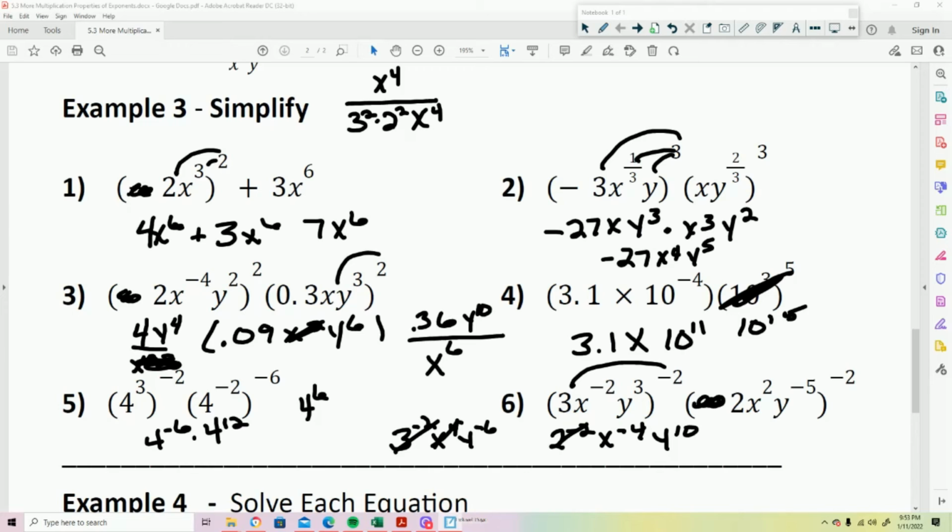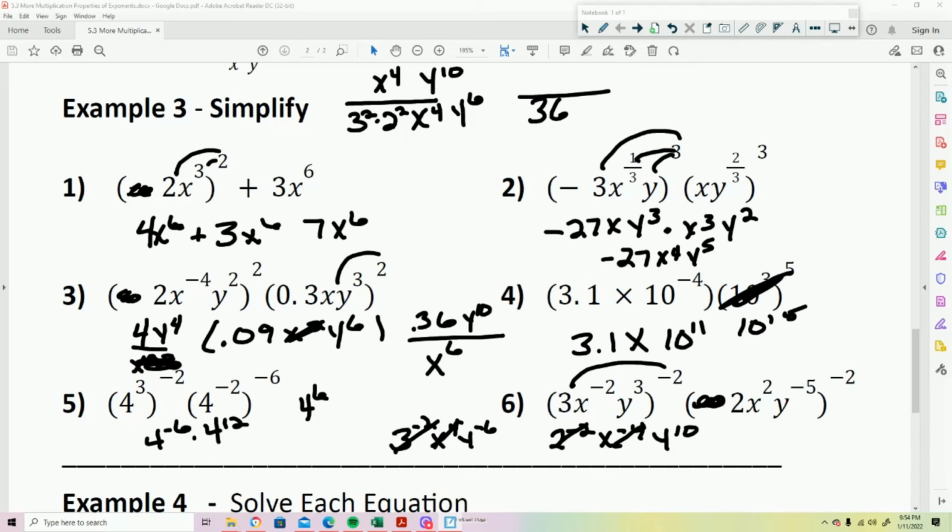Okay, taking care of those. Now I've got a y^10 on top and a y^6 on the bottom. Okay, we can clean this up pretty good. 3 squared is 9, 2 squared is 4. 9 times 4 is 36. So I've got a 36 on the bottom.